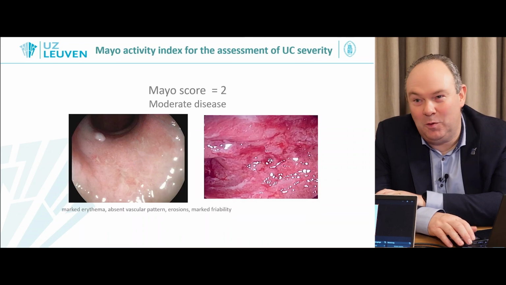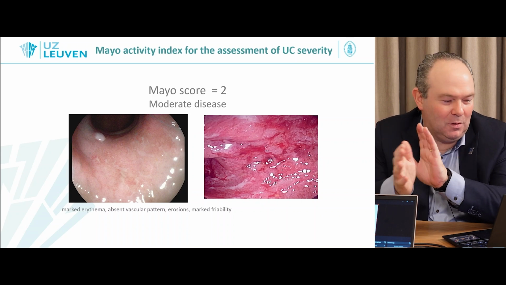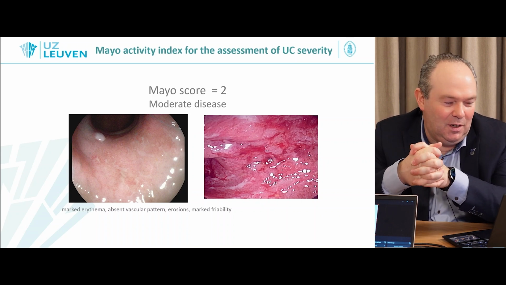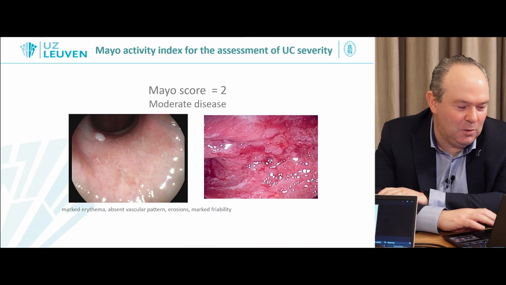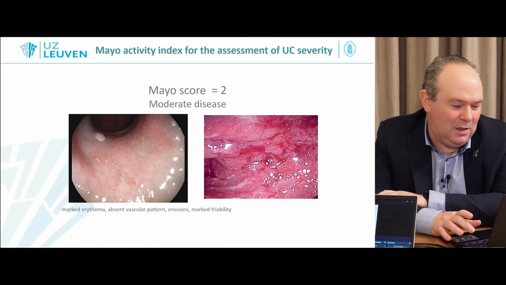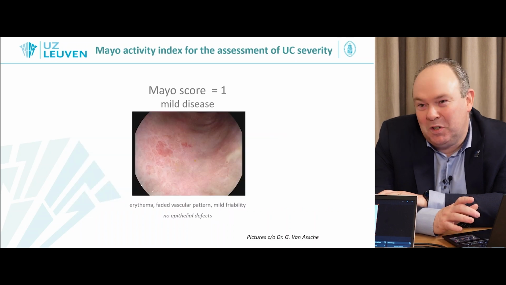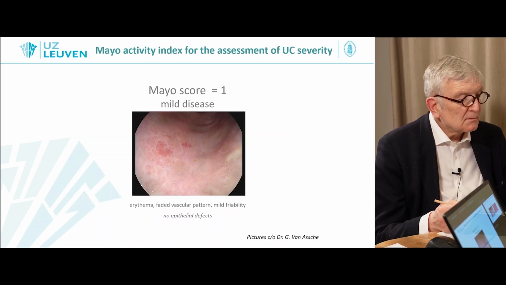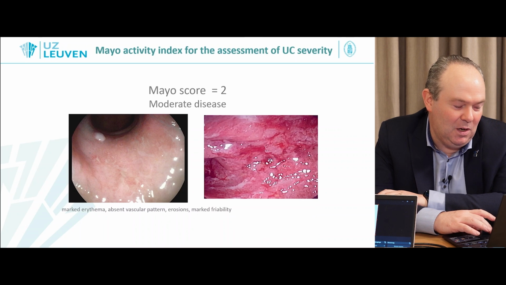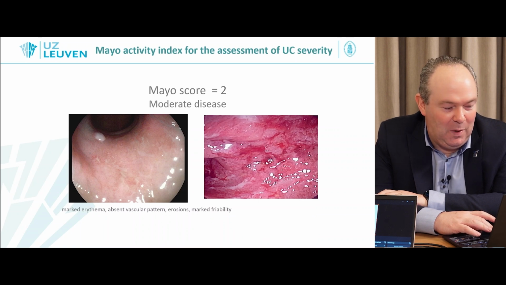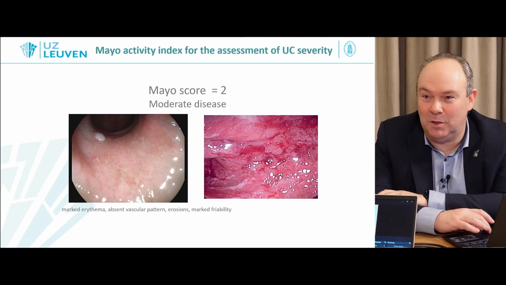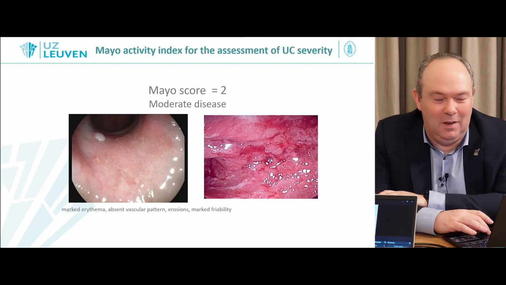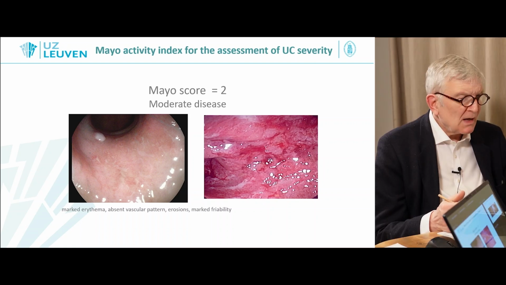But again, Mayo 2 can also be a bit of a spectrum, right? On the left side, you can see a Mayo 2 with some erosions in the middle. Here there's an erosion, there's an erosion. That drives you to say it's Mayo 2, but maybe in fact it's not so much different from this Mayo 1 where there are no erosions. But anyway, if you see these, it means you are in a Mayo 2 phase. The same score could apply to this, where you already have marked friability without a deep ulcer. So this is not yet a Mayo 3. Again, there's a bit of a range within the same score, as you can see.